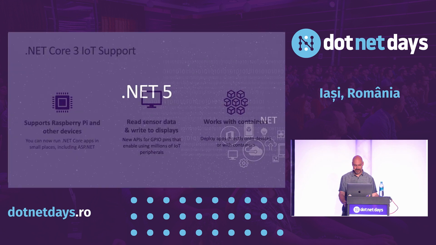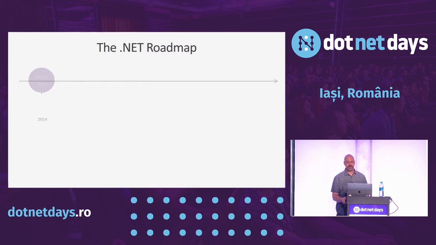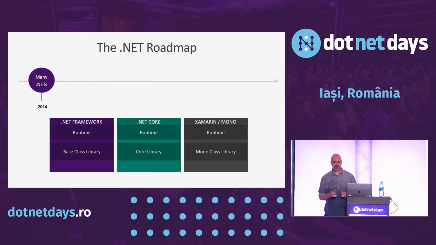That's all I'm going to talk about, because we're going to go on to .NET 5. All the stuff that I've talked about so far has shipped. .NET 5 is what's coming out in November. And the real goal that we're trying to solve here is that in 2014, we had many .NETs. We had .NET Framework, we had .NET Core, and then we also had Mono and Xamarin, which are all .NET. They're all C#, but they're different runtimes underneath.